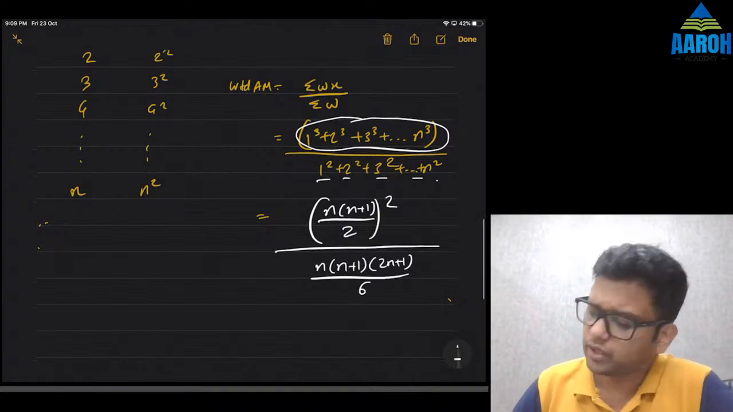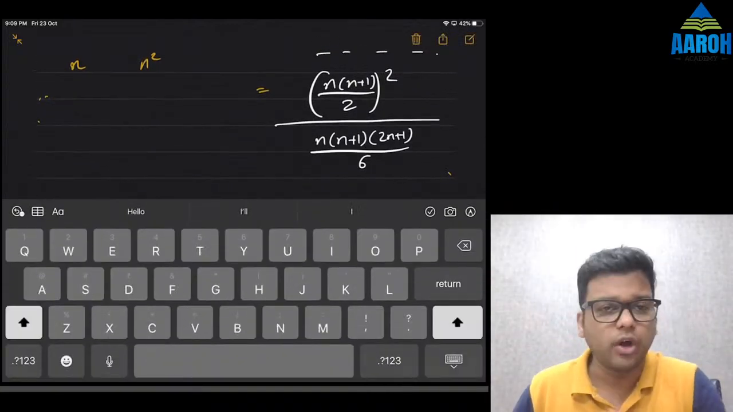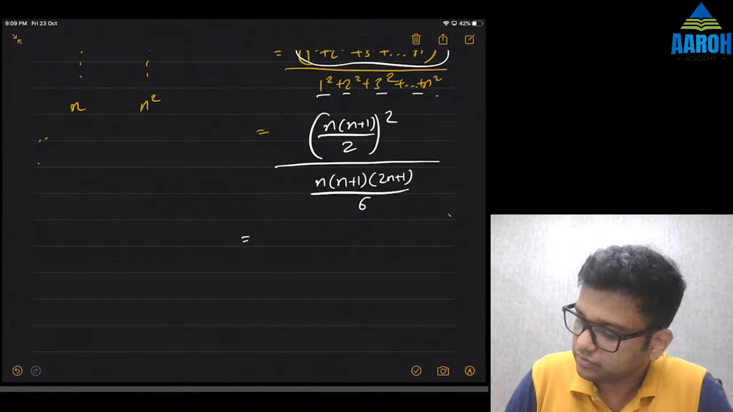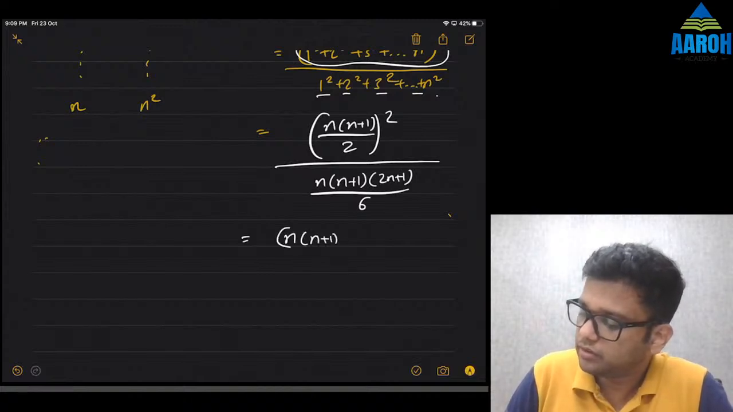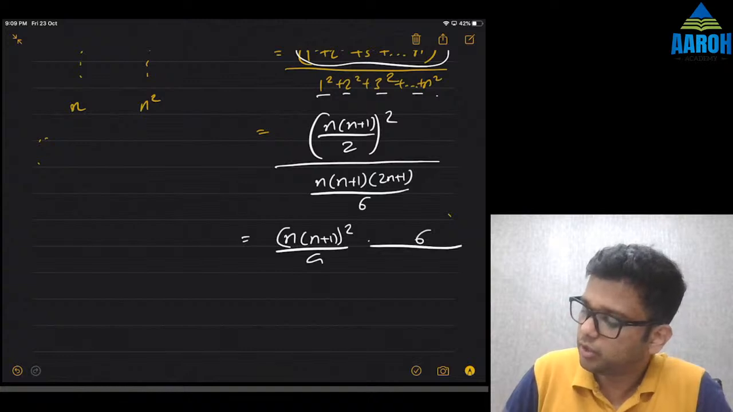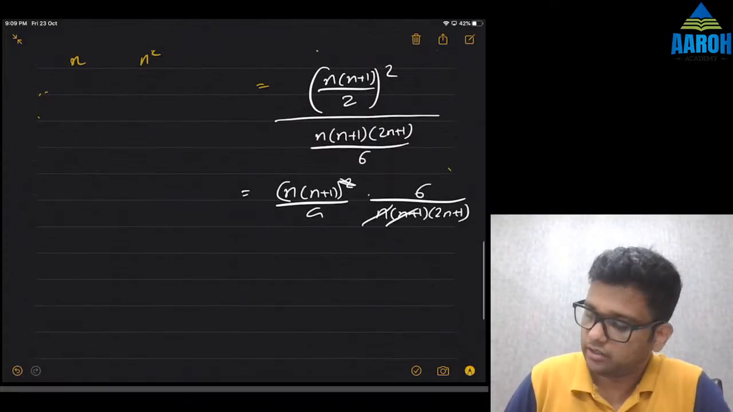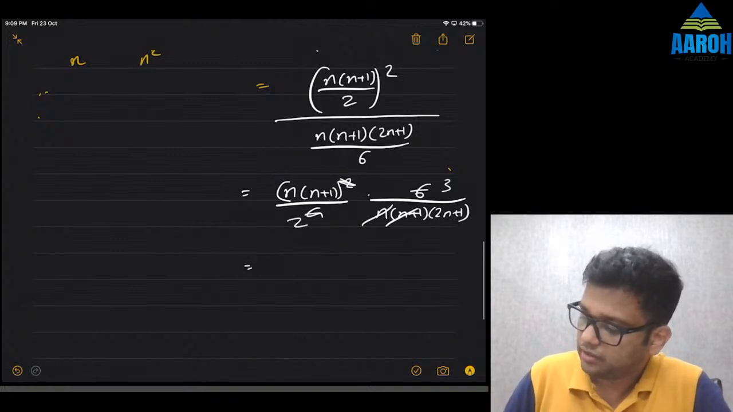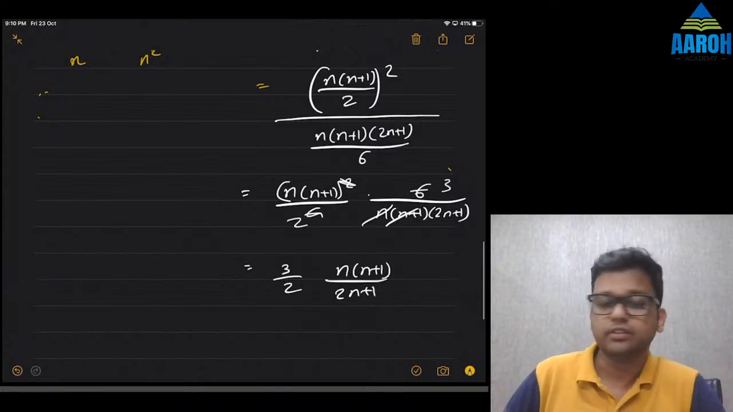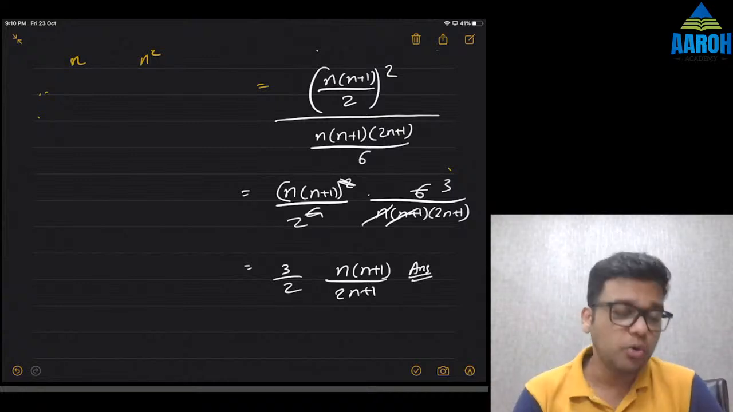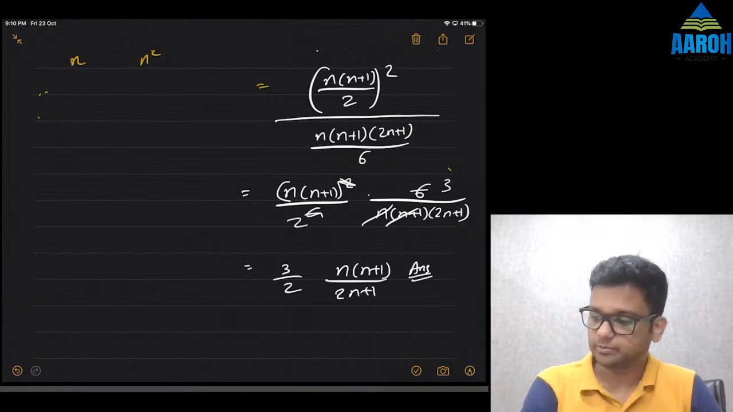Now we can simplify this, and whatever is the answer, that will be our final answer. That will depend on options, how much we have to simplify. If we simplify, it will be n into n plus 1 bracket square by 4, into 6 upon n into n plus 1 into 2n plus 1. We can cancel n and n plus 1 with this square. So the answer will be 3 by 2 into n plus 1 upon 2n plus 1. This should be the final answer. Obviously, how much we simplify will depend on options. Here there are no options.